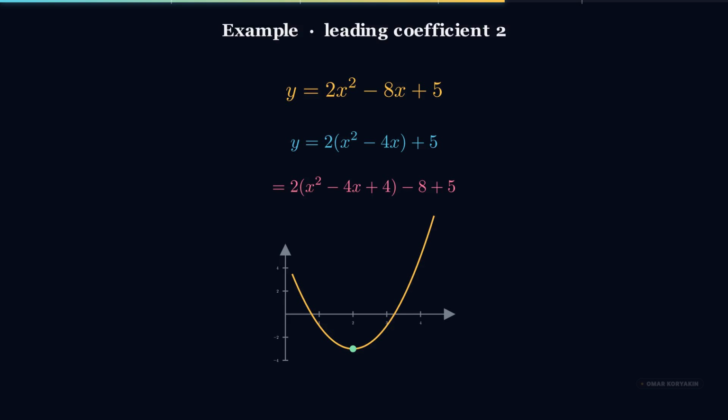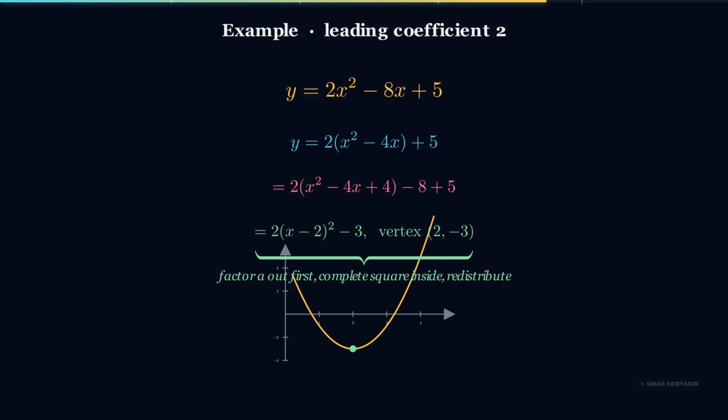Complete the square inside the parentheses. B inside is negative 4, b over 2 is negative 2, squared is 4. Add and subtract 4 inside: 2 times x squared minus 4x plus 4, then subtract 2 times 4 outside, plus 5. Simplify. The inside factors as x minus 2 all squared. The outside constant becomes negative 8 plus 5 equals negative 3. The final vertex form is y equals 2 times x minus 2 all squared minus 3. Vertex at 2, negative 3.